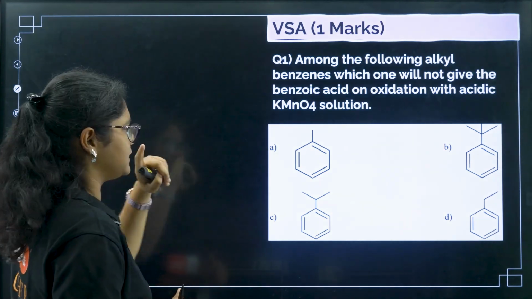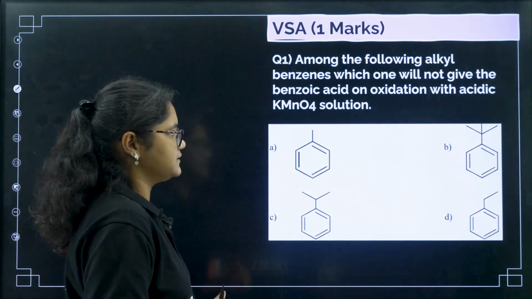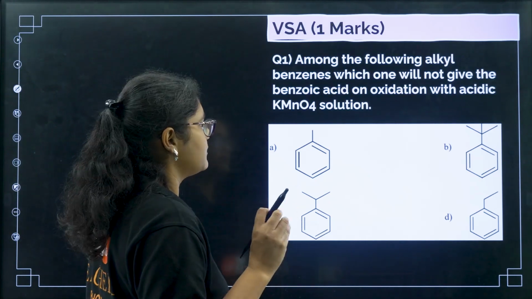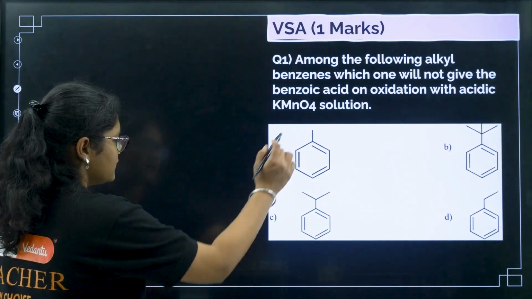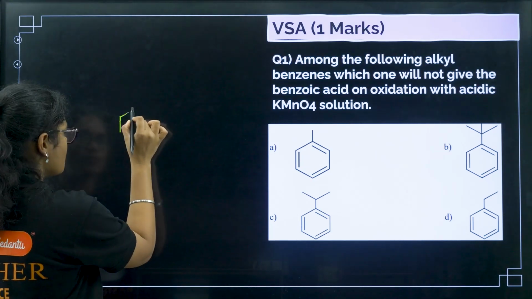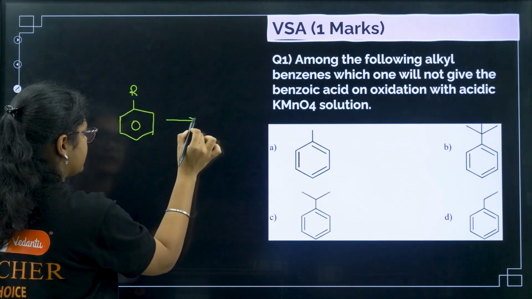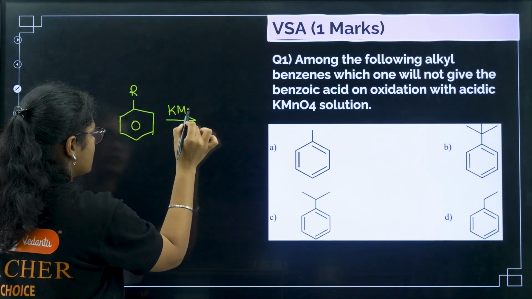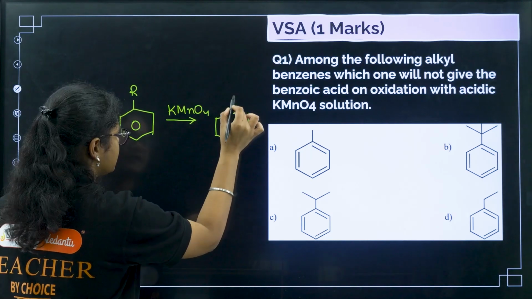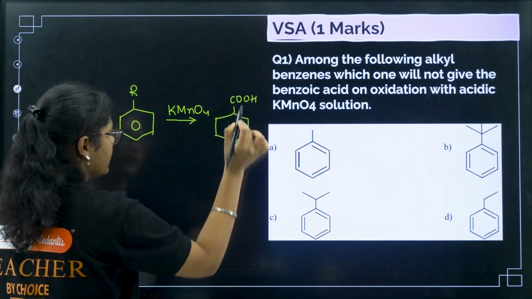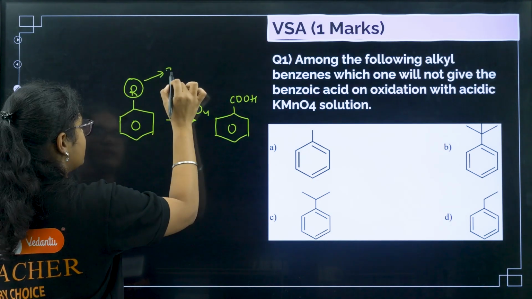I think I have taken this MCQ from your blueprint. Among the following alkyl benzenes, which one will not give benzoic acid on oxidation with KMnO4 solution? If you remember this reaction, any R group is present here. If you treat it with KMnO4, it gets converted to COOH. But you should remember that this R group should have an acidic hydrogen.